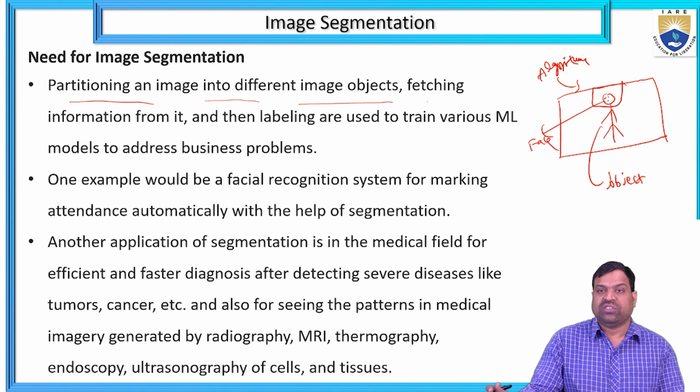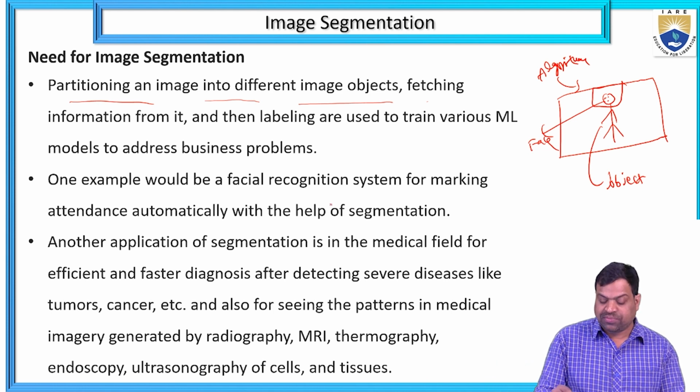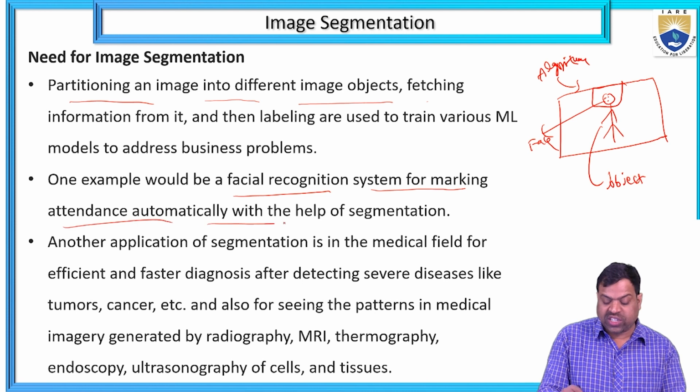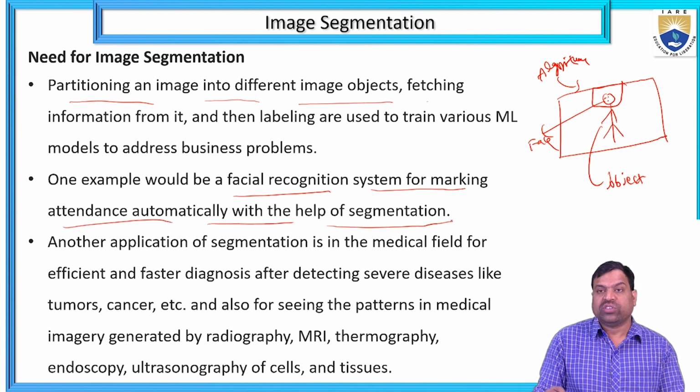A good example is a facial recognition system. One person is there, that is an object, but I have no need of the object. I only need the face recognition in that person, especially eye detection. So this facial recognition system marks attendance automatically with the help of segmentation. It will identify the object, in that object it will identify the face, and in that face, especially it identifies the eyes. That is an important thing of image segmentation.